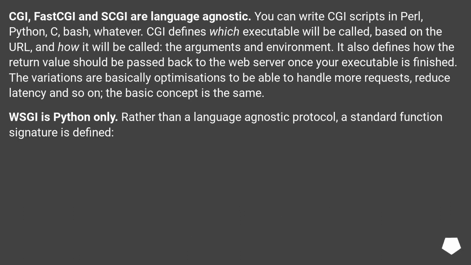CGI, FastCGI and SCGI are language agnostic. You can write CGI scripts in Perl, Python, C, Bash, whatever. CGI defines which executable will be called, based on the URL, and how it will be called, the arguments and environment. It also defines how the return value should be passed back to the web server once your executable is finished. The variations are basically optimizations to be able to handle more requests, reduce latency and so on. The basic concept is the same.